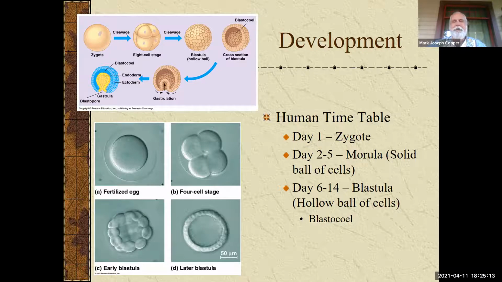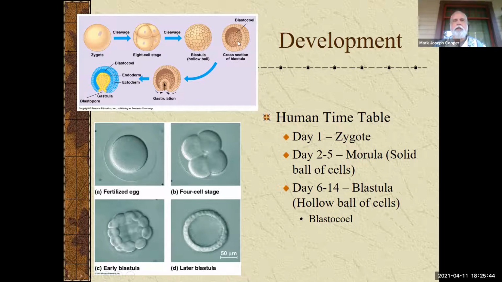So fertilization again takes place in the upper third of the oviduct. Day 2 through 5, you're going through cleavage, you're going through mitosis, and you're going to go to a 2-cell, 4-cell, 8-cell, 16-cell stage. And in those stages you are a solid ball of cells with nothing inside, from day 2 to day 5. Day 6, it starts to hollow out. That's when you get the blastula. And so now we're a hollow ball of cells.